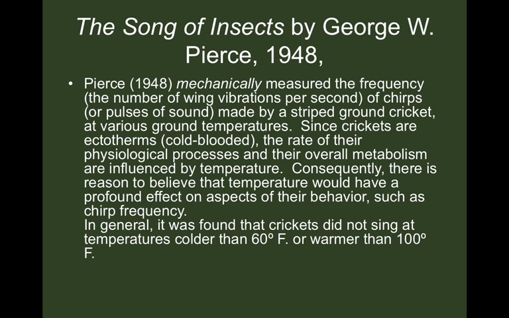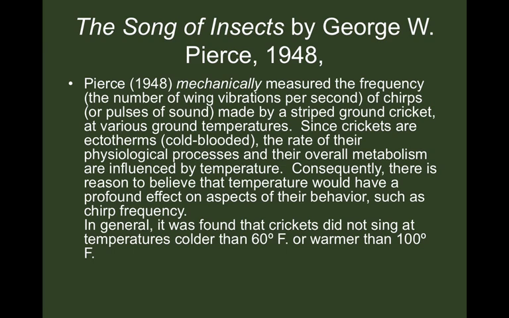So our example we're going to consider in this lecture is the Song of Insects. It comes from the book The Song of Insects by George W. Pierce. This is from 1948. And Pierce mechanically measured the frequency, or the number of wing vibrations per second, of chirps, which are pulses of sound, made by a striped ground cricket at various ground temperatures.